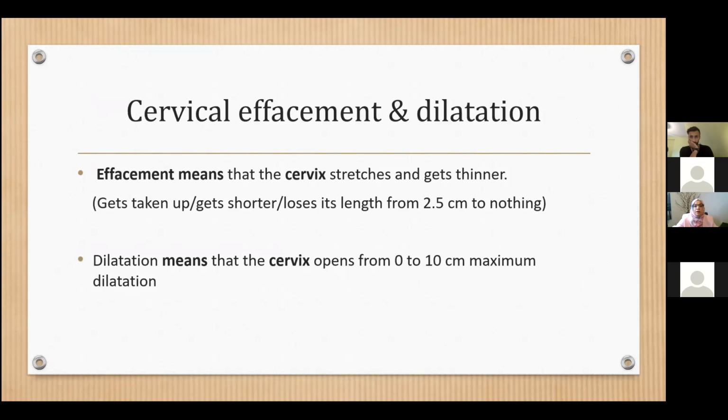I've put some diagrams in to explain again the enigma of effacement and dilatation. So you see, this is the uterus, the fundus, the body of the uterus, the tubes coming out of it, and the cervix itself here is a 2.5 centimeter long structure, which then leads into the uterus. Sadia can't see the picture.